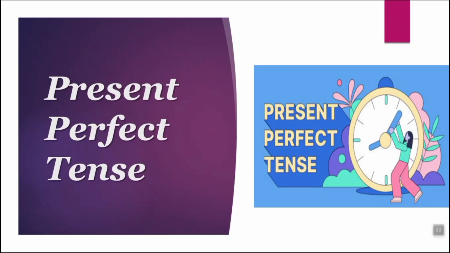A present perfect sentence is a grammatical structure used to describe an action or event that happened in the past but has a connection to the present. It is typically formed using the auxiliary verb have or has followed by the past participle form of the main verb.